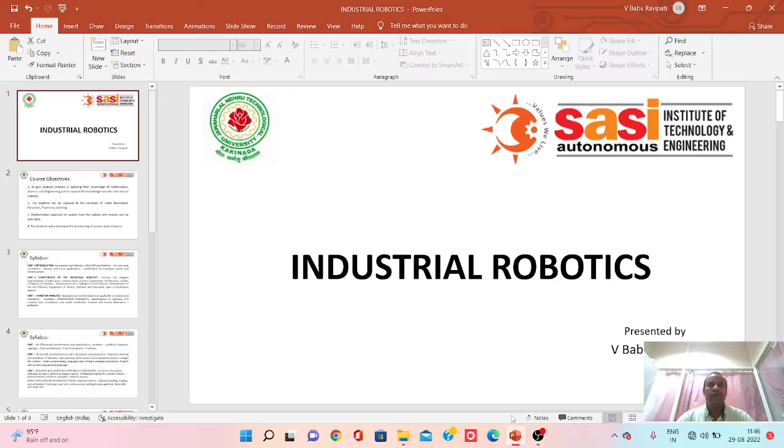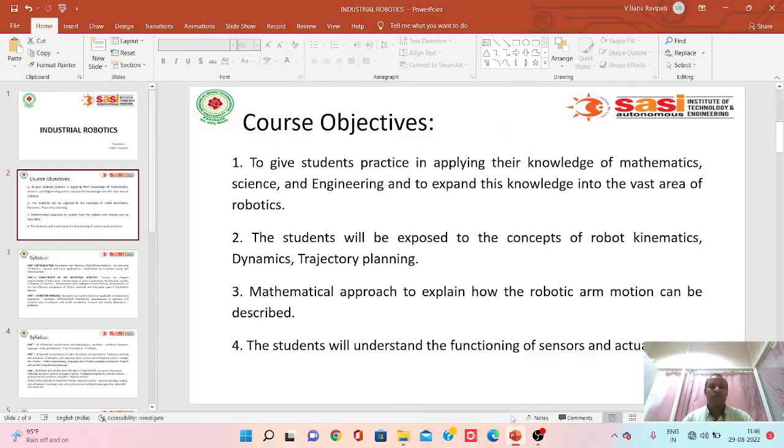Today, I'm going to give you a brief introduction about the industrial robotics subject, which is taken from the JNTUK syllabus. The course objectives of this industrial robotics: we have four course objectives.